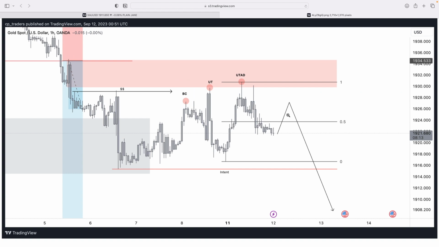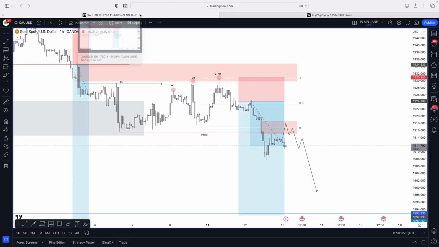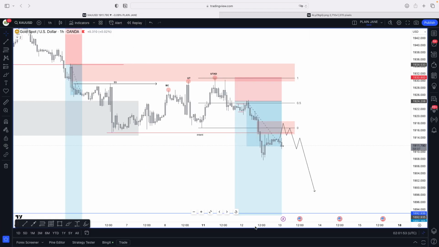I was looking for price to push back into my premium level, where I was looking to short price back down, given certain confirmations were met. Again, I explained it in depth to students, but this is just a chart I shared. Price came in pre-London and found the trigger around 1924. I'll leave a screenshot of my entry as well, just so you can see I've actually taken this position.